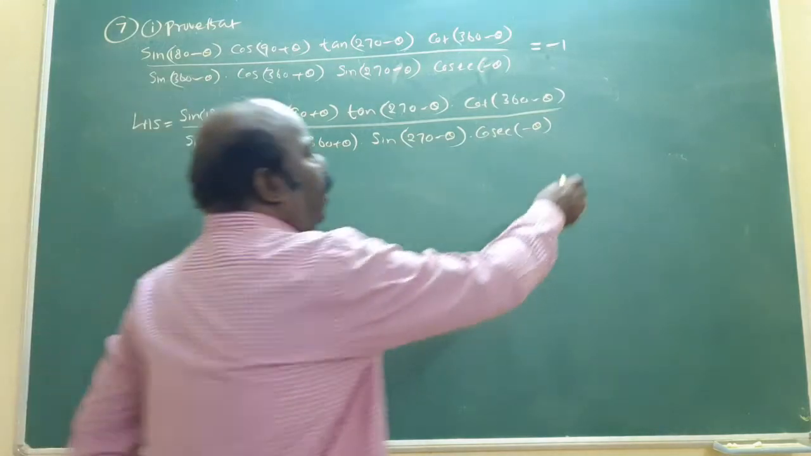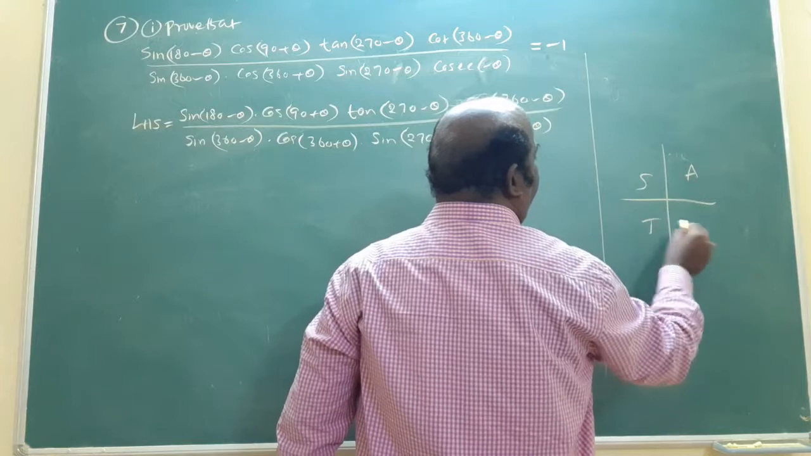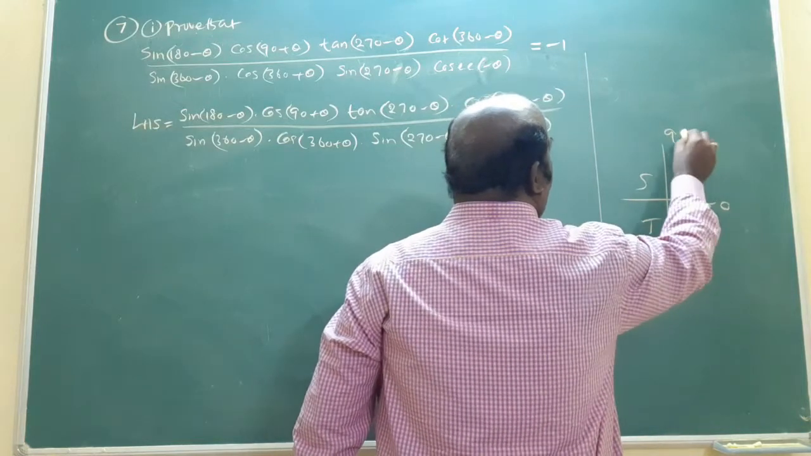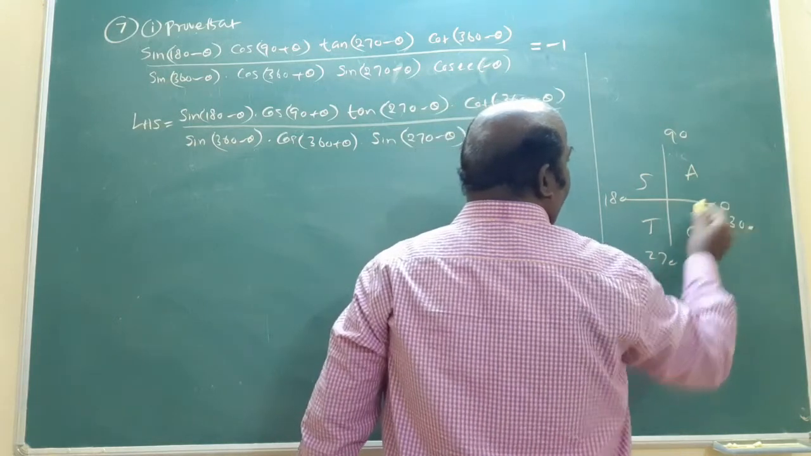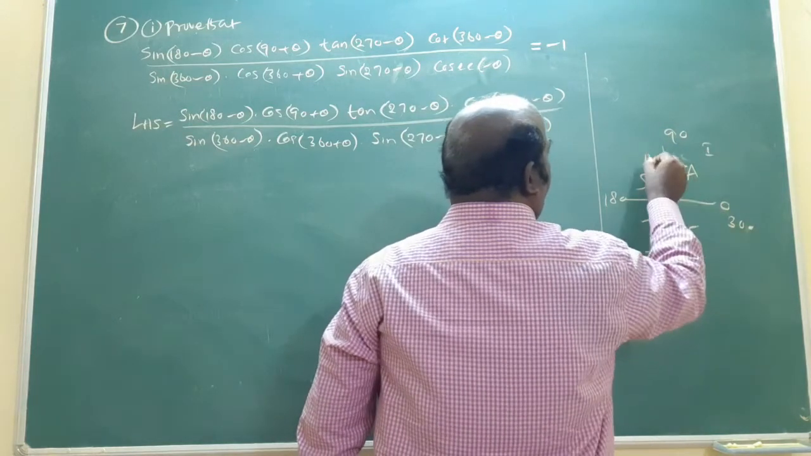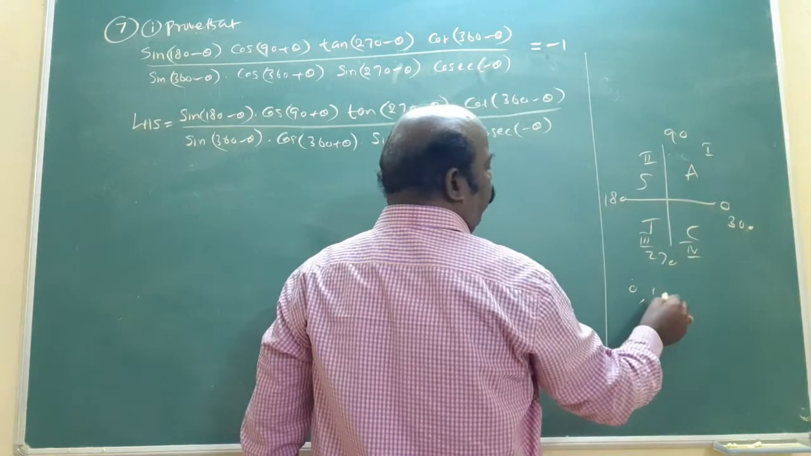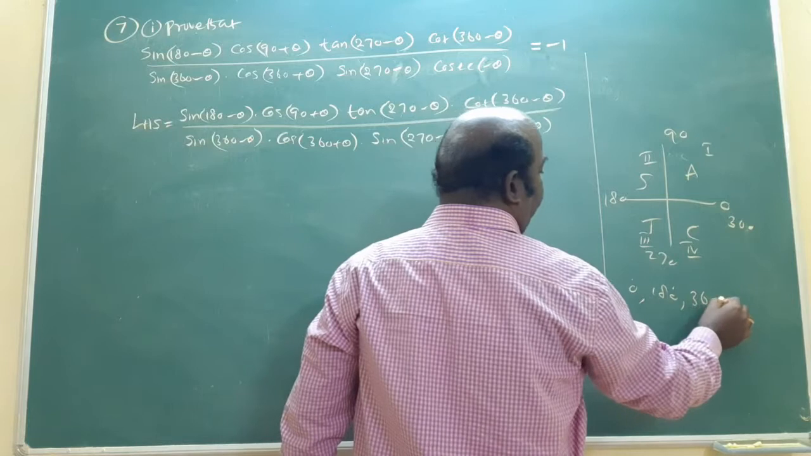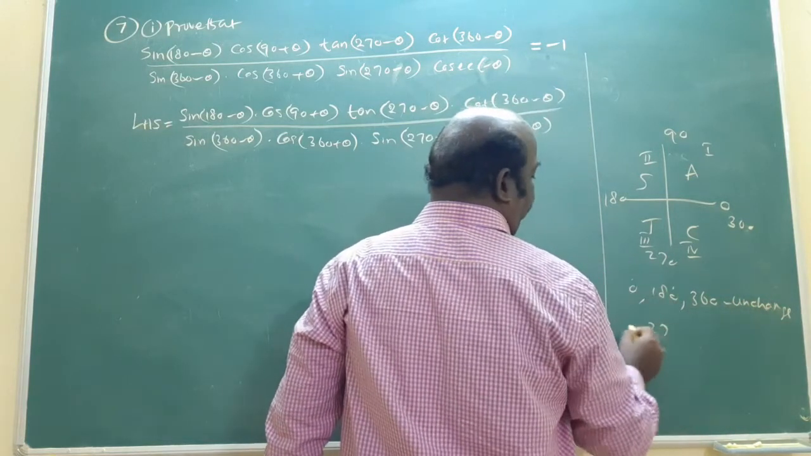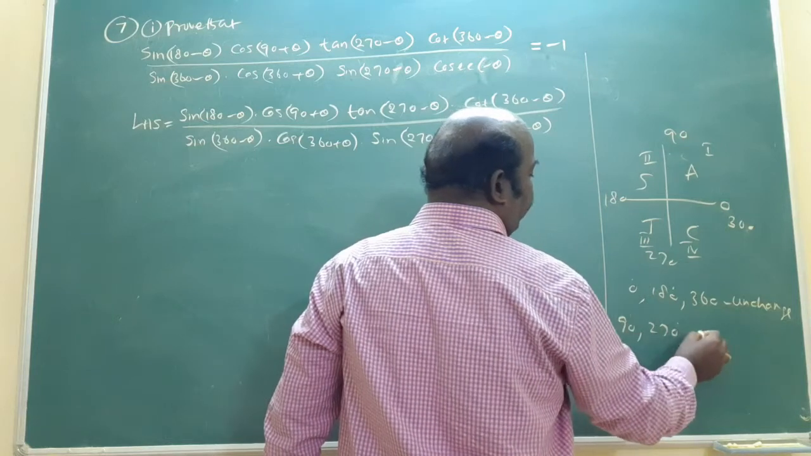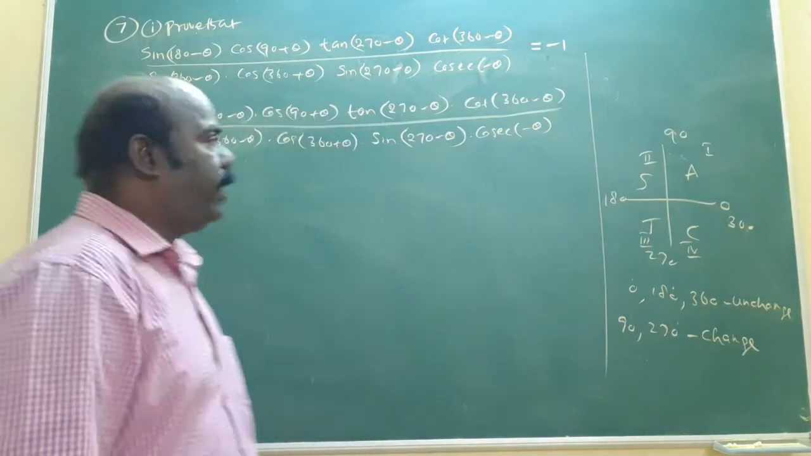Now in rough, already you know what the idea is? A, S, T, C. 0 degree, 90 degree, 180, 270, 360. Am I right? First quadrant, second quadrant, third quadrant, fourth quadrant. 0 degree, 180 degree, 360 is called unchanged. 90 degree and 270 degree change. Am I right? This is the fundamental idea.